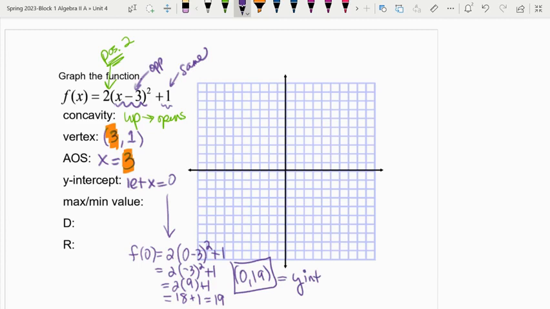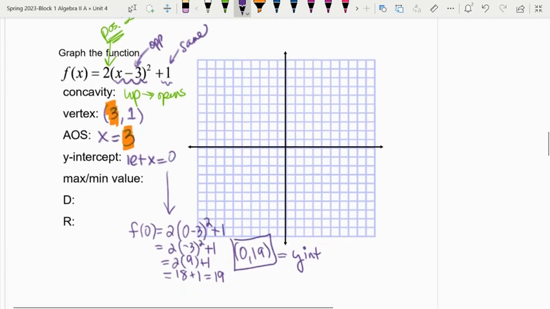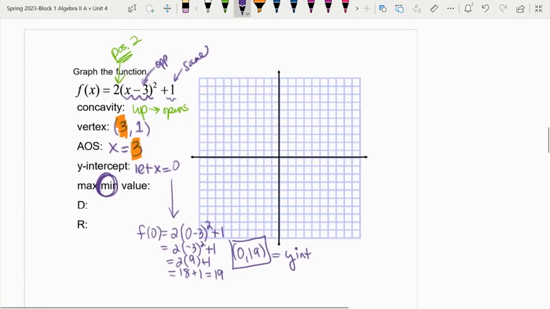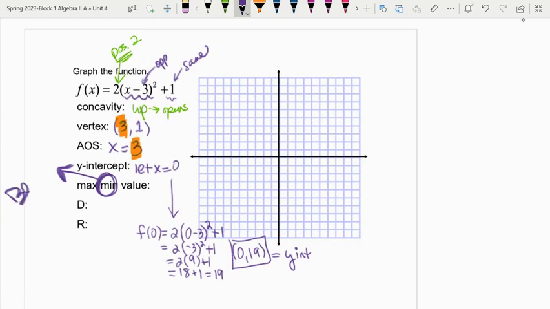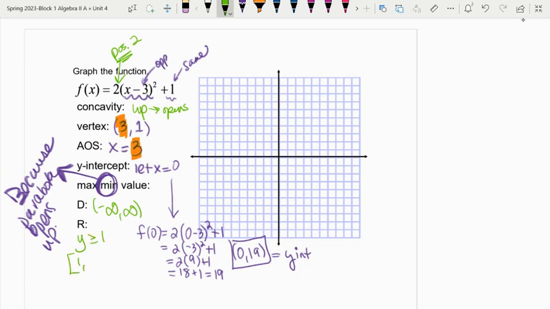It's going to be a little difficult to draw on here, so we'll deal with that in a little bit. Is my vertex a maximum or minimum? Well, it's a minimum because the parabola opens up. The domain on any parabola is always negative infinity to infinity. And since we know our parabola is opening up, my range will be y is greater than or equal to 1, or it will be the same as saying 1 to infinity.